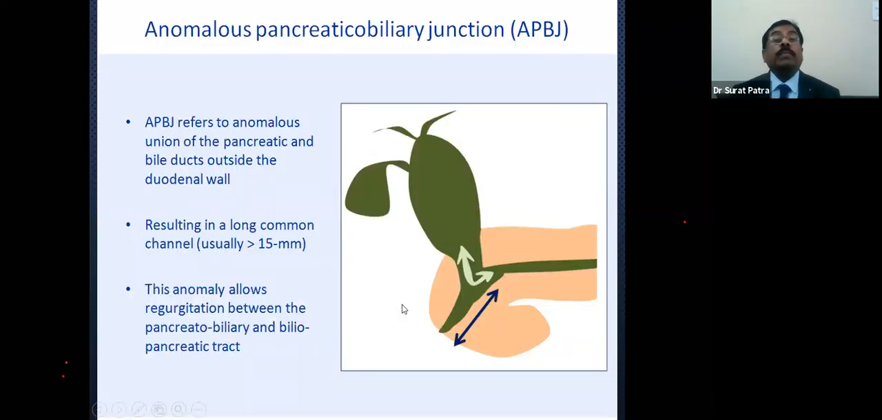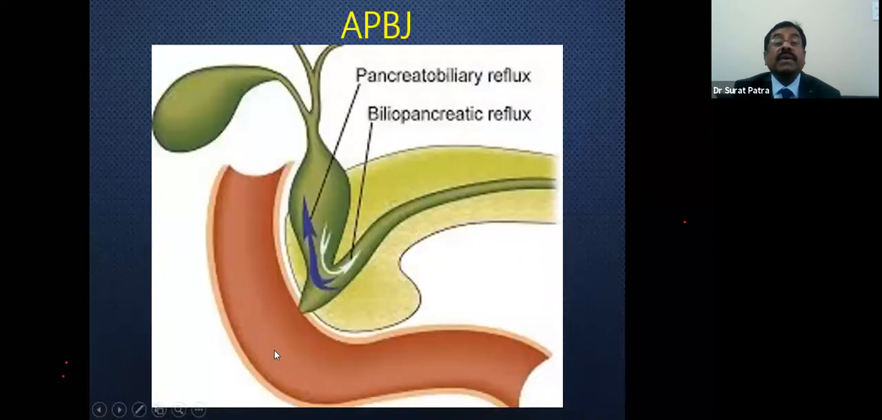Well, there could be anomalous pancreatobiliary junction, APBJ. Anomalous pancreatobiliary junction refers to anomalous union of the pancreatic and bile duct outside the duodenal wall. This results in a long common channel outside the wall. This anomaly allows regurgitation between the pancreatobiliary and biliopancreatic duct. This is the picture. It's an enlarged picture of APBJ.